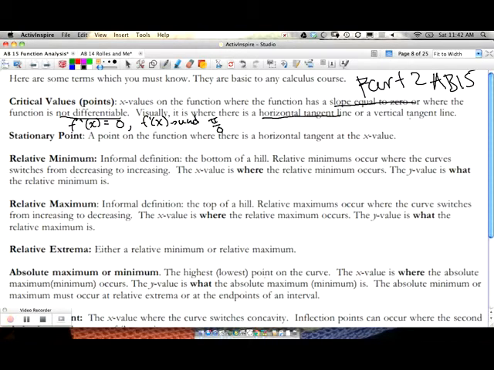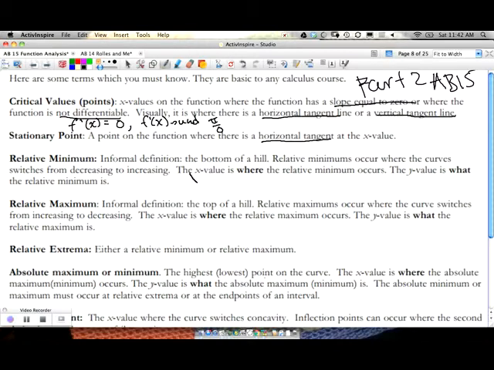Visually, it's where there's a horizontal tangent line or a vertical tangent line. That's kind of what we're going for. And then stationary points is really just a horizontal tangent line. So that's a vocabulary word we're going to be employing here.